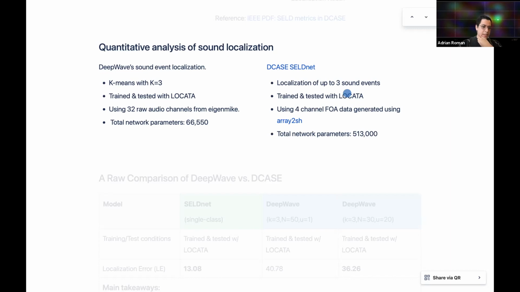The LOCATA dataset is a speech dataset where people speak Harvard sentences. And for DeepWave, we use 32 raw audio channels from an Eigenmike. And for the SELDnet model, we use the first order ambisonic format of the Eigenmike. Now, something to keep in mind about these models is that, of course, the SELDnet is a very big model compared to DeepWave. We have 500,000 plus parameters in SELDnet compared to 60,000 in DeepWave.